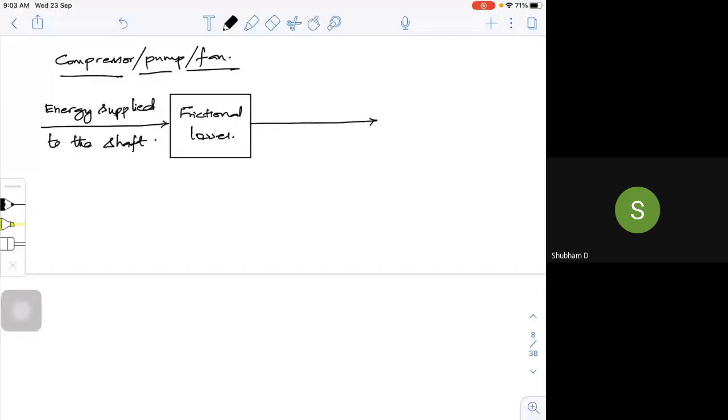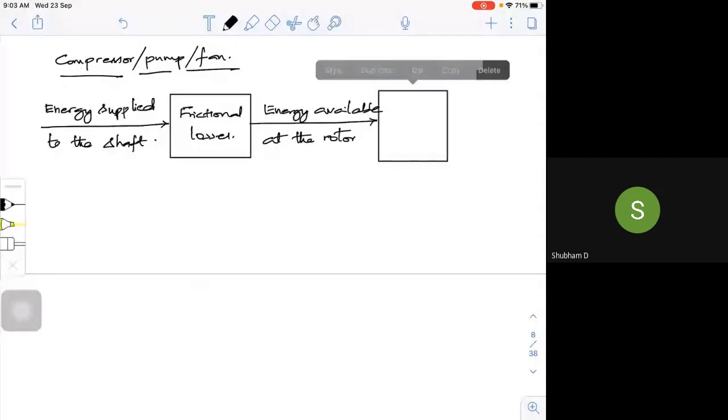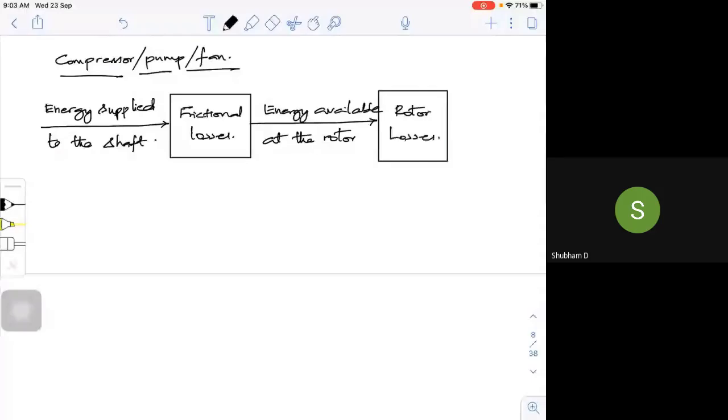Energy available at the rotor. Then I need to transfer this energy to the fluid, so there is an amount of losses. What are those losses actually? Those losses I call rotor losses. And the energy will go to the fluid, energy available at the fluid.